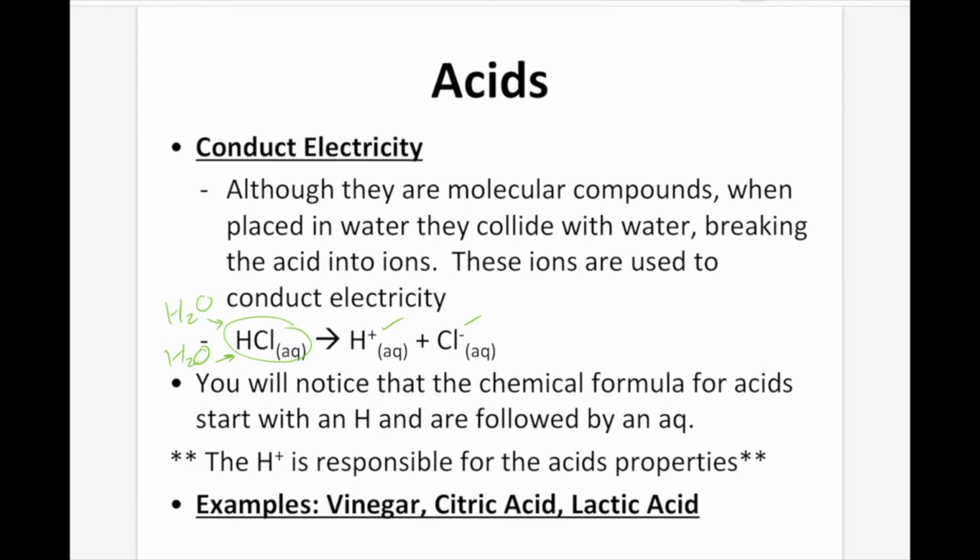So you'll notice that the chemical formula for acids start with an H and are followed by an (aq). And that's going to always be our clue. So you can see here with our HCl, it starts with an H and it has our (aq) in it. So that's going to be our clue that this is an acid. The H itself, the H+, is responsible for the acid's properties. So examples of this include vinegar, citric acid, lactic acid.